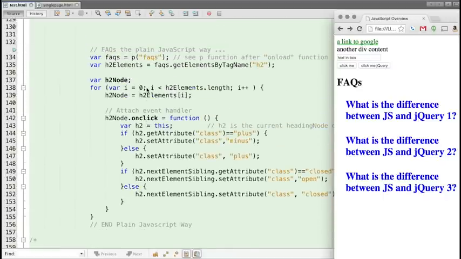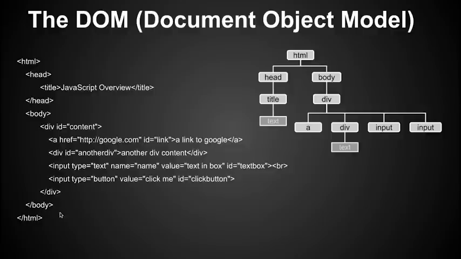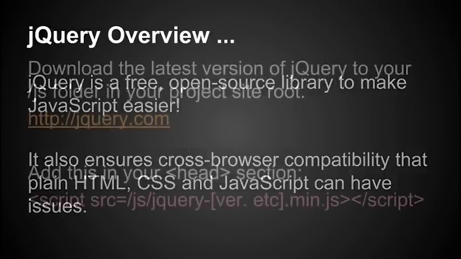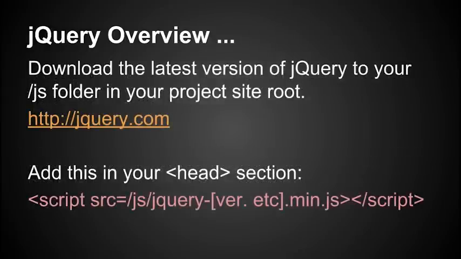So that's why we use jQuery to simplify some of our tasks in programming. jQuery is a free open source library to make JavaScript easier. It also ensures cross-browser compatibility that plain HTML, CSS, and JavaScript can have issues with. To use jQuery, you download the latest version and put it in the JS folder that we created.